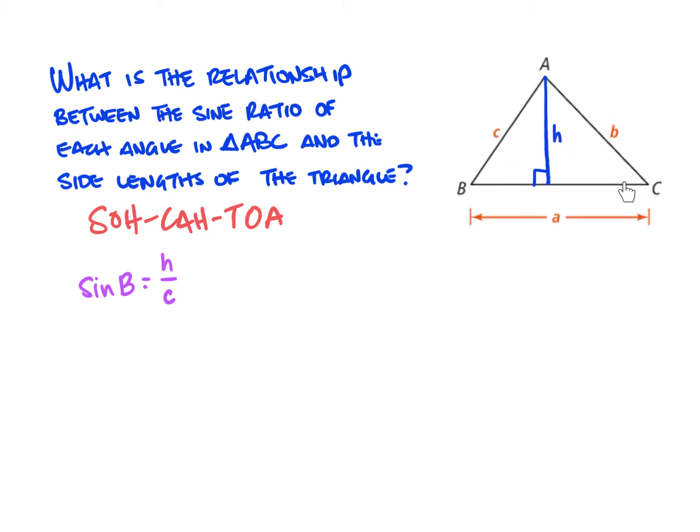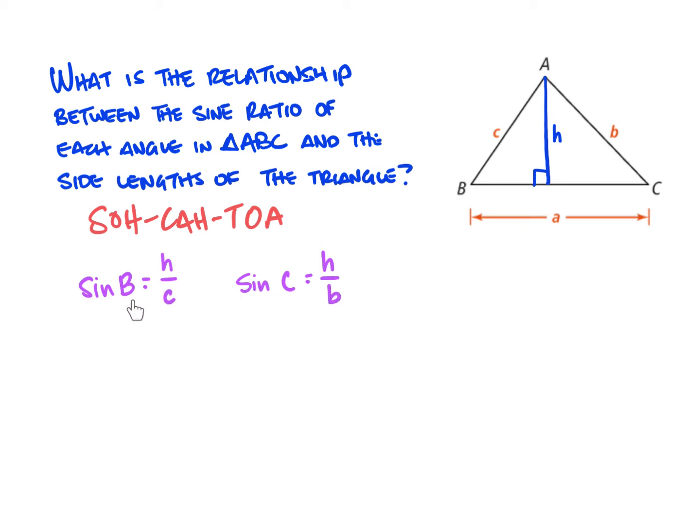I'm also going to look at angle C over here. I'm going to say that the sine of angle C would be H over B. So let me write that out. The sine of angle C would be H over B. And again, I'd be looking at this right triangle right here, because if there's a right angle here, I know there's going to be a right angle here. And I can again use the SOHCAHTOA definition to say that the sine of this angle would be the opposite leg, H, over the hypotenuse of this right triangle, which is B. So now I have sine B equals H over C, and sine C equals H over B.